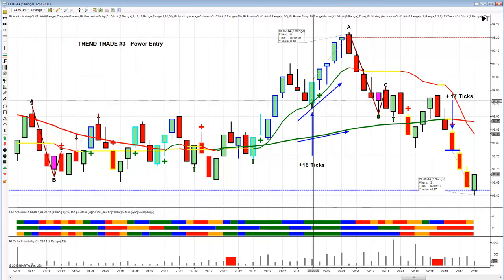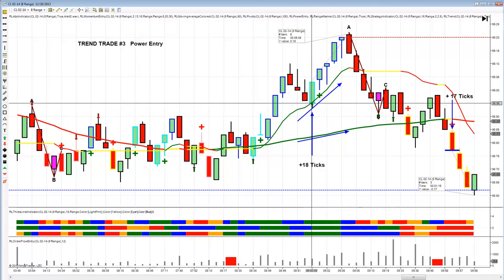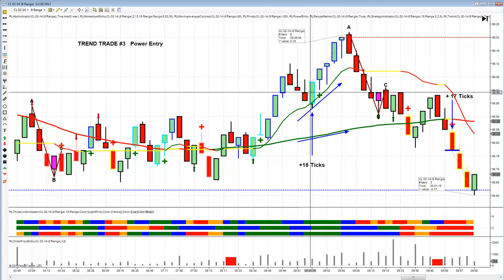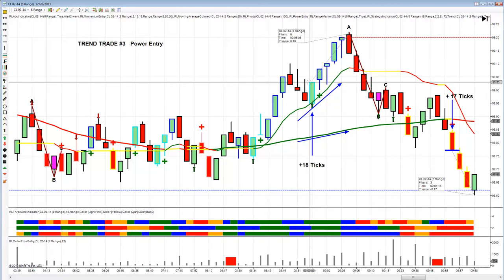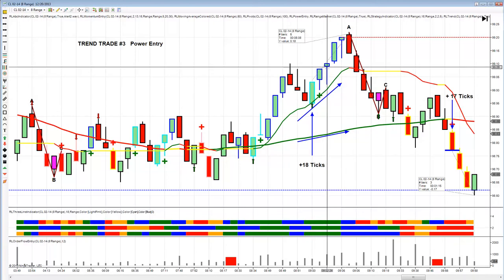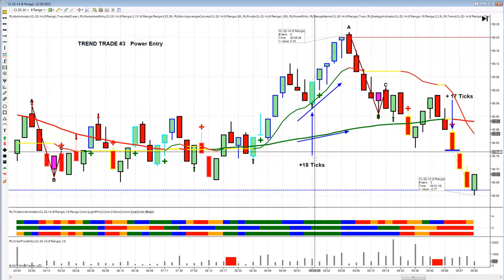So we know that order flow and momentum are with us with the power entry. Now we don't need order flow and momentum to be green. They can be blue. So we don't need a candle that's outlined in magenta or yellow or red or dark blue. But these retracements and these trend trades are going to come with the three line confirmation.